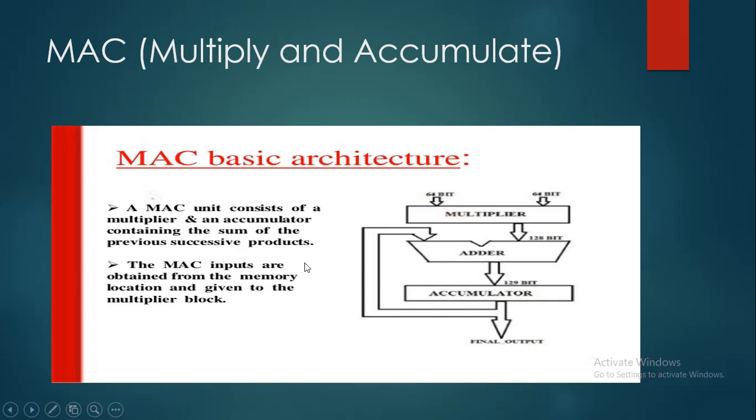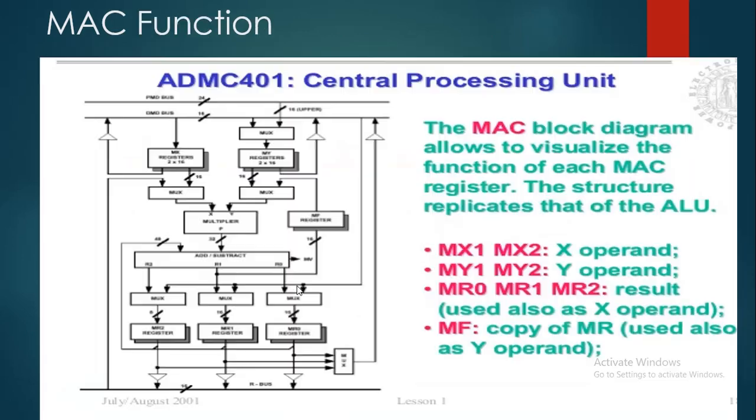So the MAC inputs are obtained from the memory location and given to the multiplier block. So this is one of the central processing unit's parts. The MAC unit consists of two inputs that are to be given and that are to be added or subtracted here, and given to the multiplexer by selecting one of the points, and later it is accumulated in the accumulator register with respect to that.